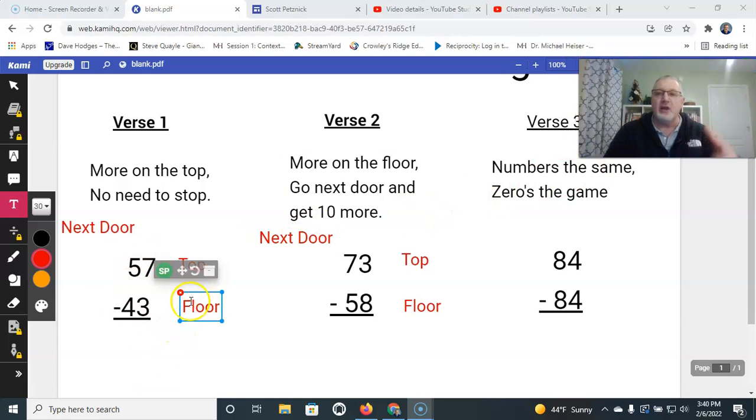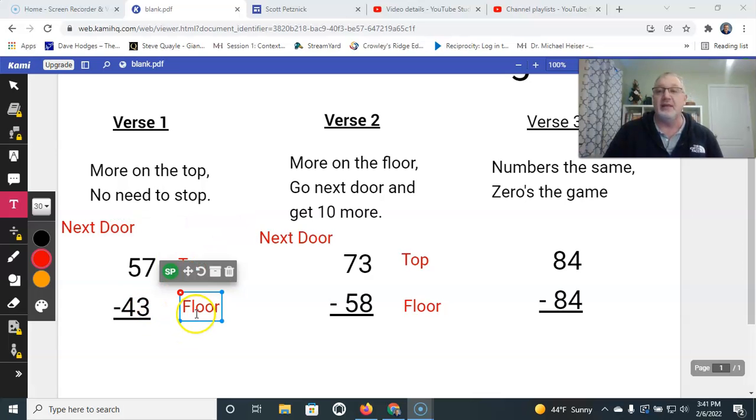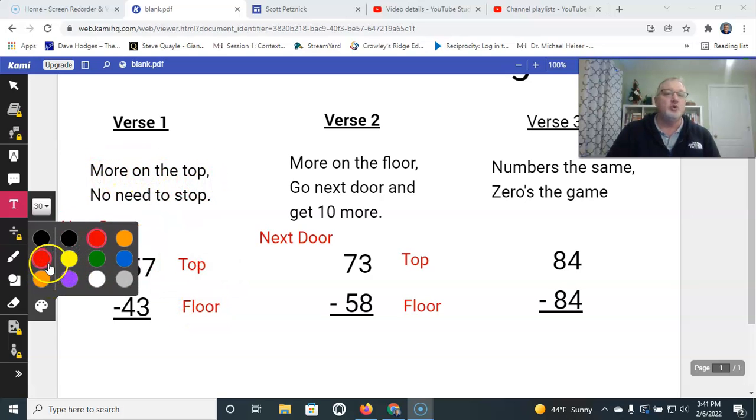So in red, I marked out some things just to help us understand. More on the top, what does that mean? That means the top row of numbers. So when I go to my first column, 7 minus 3, I know that the 7 is the top and the 3 is the floor, right? So verse 1 says, more on the top, no need to stop.